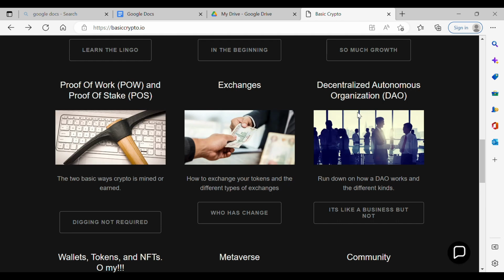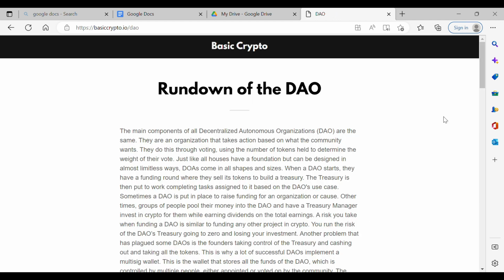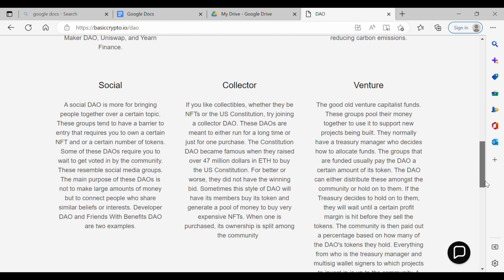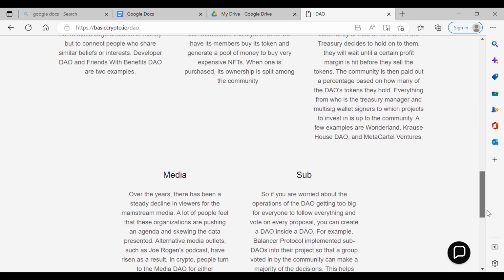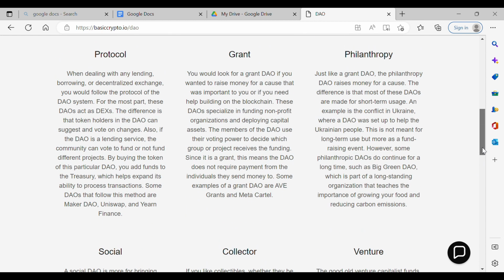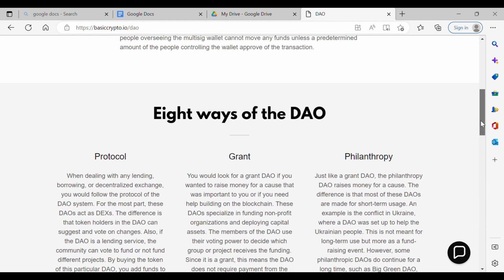When we go to the Decentralized Autonomous Organization, or the DAO, I actually learned something about these when I built this site. I did not know there were eight different types of DAOs. I give a little example about what they are, and then at the end I list some DAOs that fall under those categories.